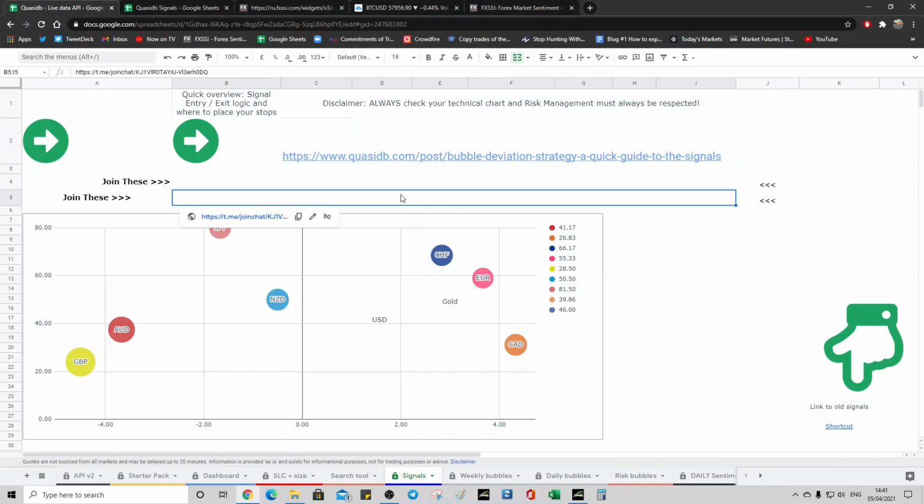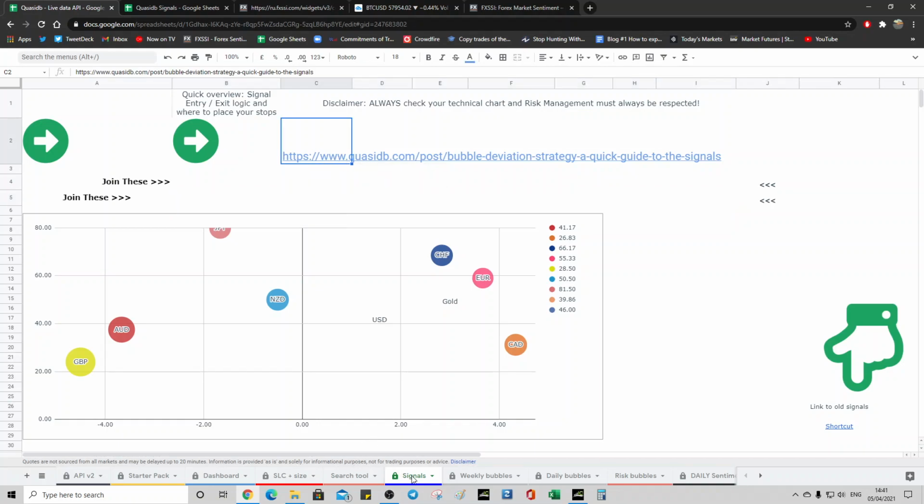User Guide version 4, video 6, signals. So what we'll do is follow, when you go to the tab, you'll have a hyperlink. If you just hover your mouse over and you've got a URL, just click that. It'll take us to QUASIDB.com.